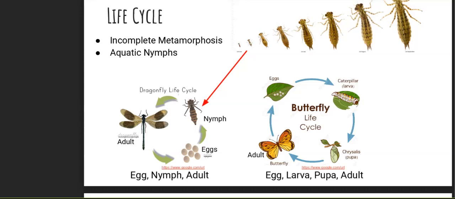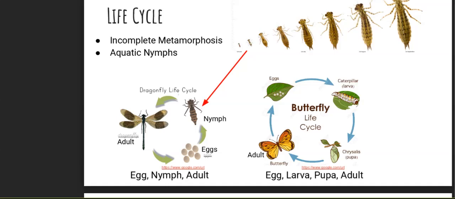On your right side, you can see the life cycle of a butterfly. In the butterfly, you can see that they lay eggs on leaves, so outside the water, and then a caterpillar emerges, and then there is a pupa or cocoon, and then the adult emerges. So this is the difference: the dragonfly has what we call incomplete metamorphosis, and the butterfly has complete metamorphosis.